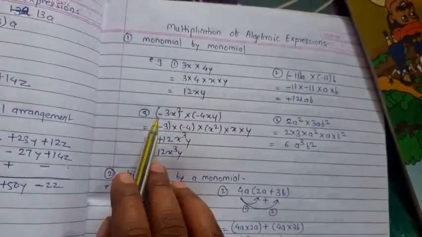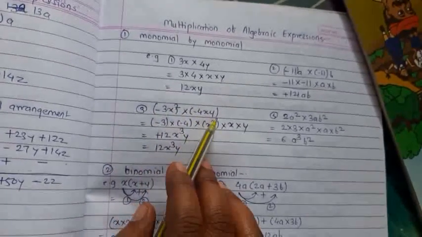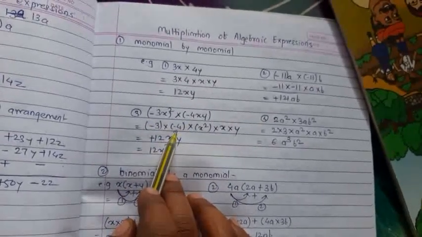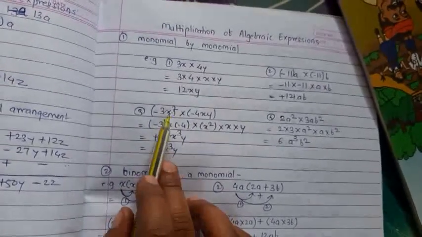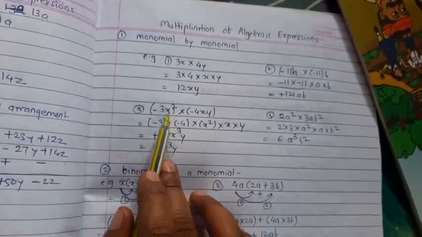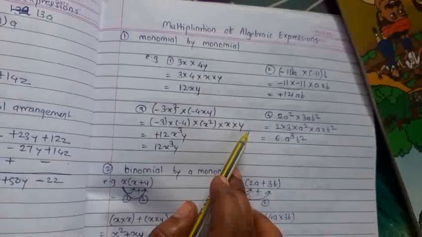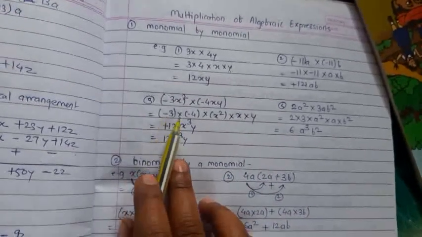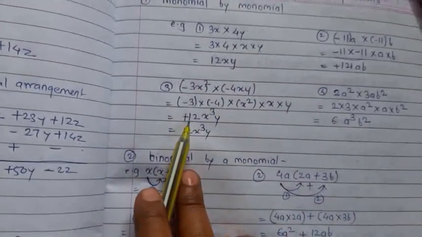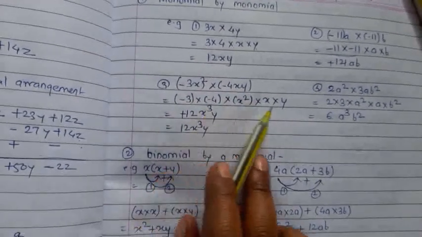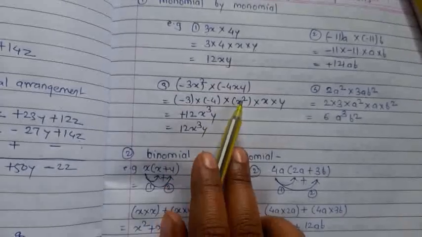Next is minus 3x square into minus 4xy. Here the coefficient is minus 3 and here the coefficient is minus 4. So their multiplication, and the remaining variables' multiplication. Here remaining is x square, here remaining is x into y. So it will be minus 3 into 4 is 12, and this will be x square into x is x cube into y.